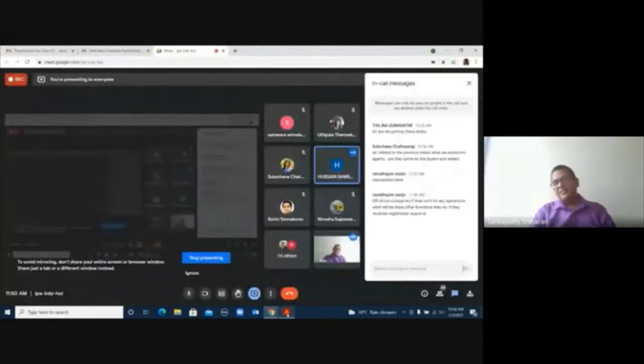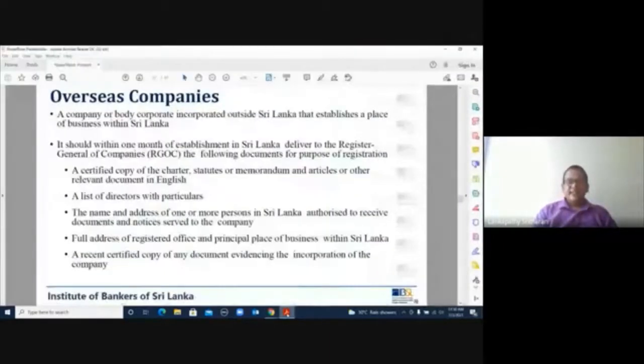Another question: if offshore companies cannot do any operations, what other function do they have if they receive registration approval? Actually, even last semester's class, a student asked this obvious question: if they cannot run business in Sri Lanka, why are they registered as an offshore company? Actually, for some tax benefit purposes and some other diplomatic purposes, they register under the offshore company sections.